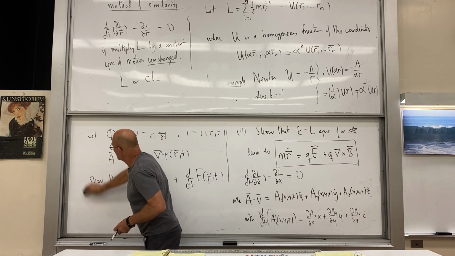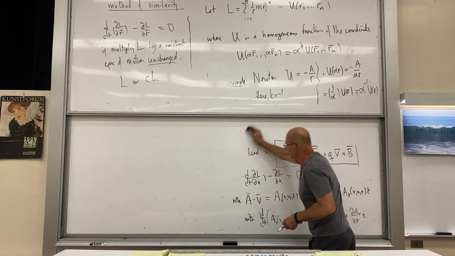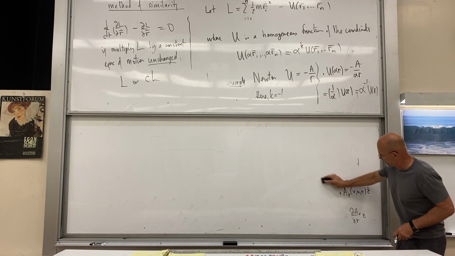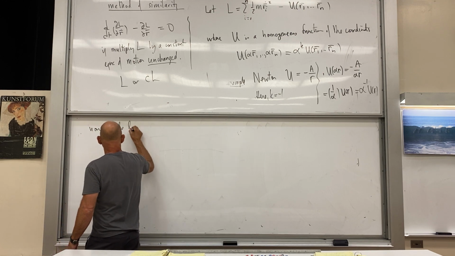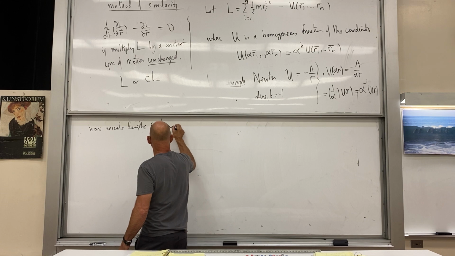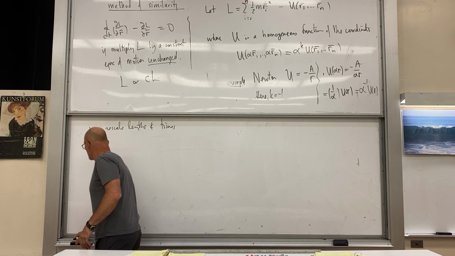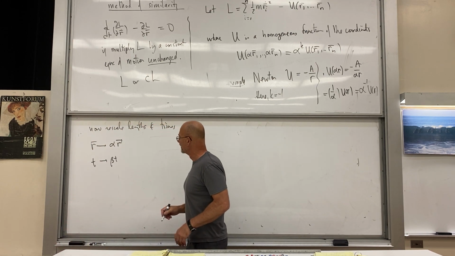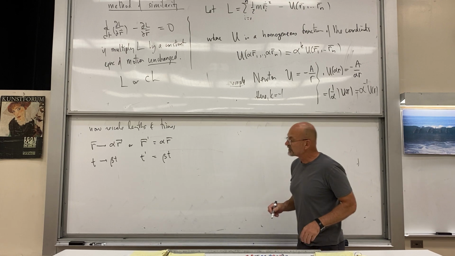So now let's rescale lengths and times, so that the lengths go to alpha R, and the times go to beta T. Or we could say R prime is alpha R, T prime is beta T, and now let's construct our Lagrangian.